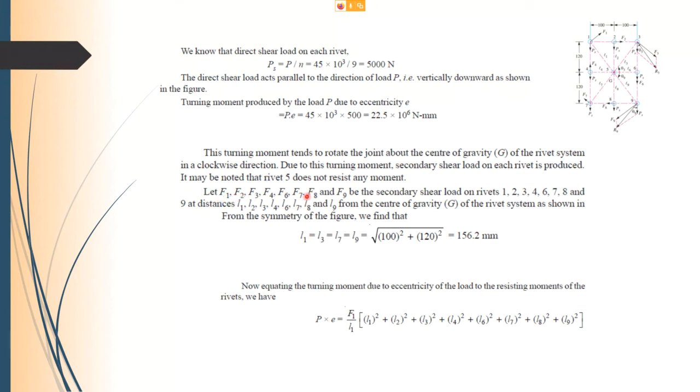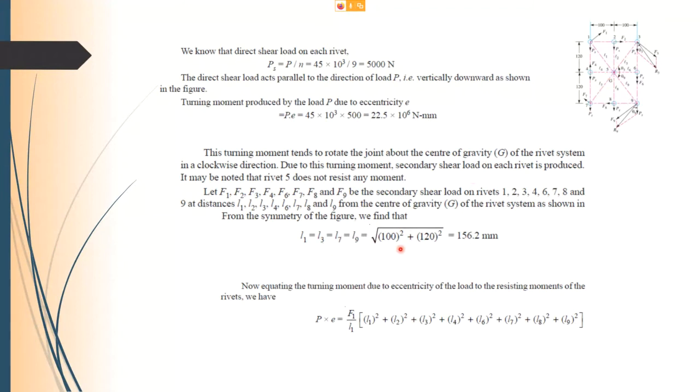So you have F1 to F9 except F5. Now, let these be the secondary shear loads on rivets 1 to 9, except 5. And the distances L1 to L9, except L5, are from the center of gravity G of the rivet system, as shown. Now from the symmetry of the figure, we know that L1, L3, L7, L9, you can use Pythagoras theorem in order to find out these lengths here. L1, L3, L9, and L7.